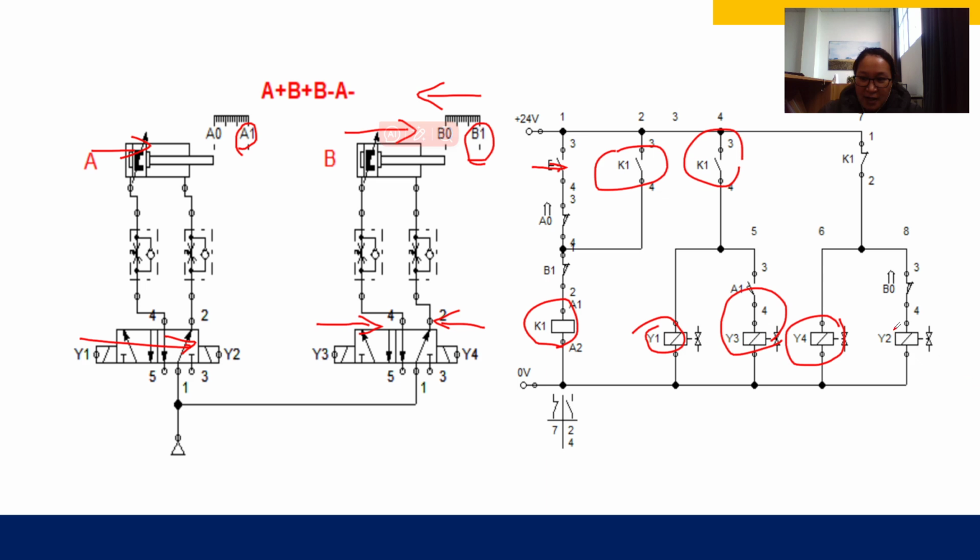Finally, Y2 will work. Then the valve will move like this, and piston A will return to its initial position. That works according to the signal flow diagram like this: A plus, B plus, B minus, A minus.